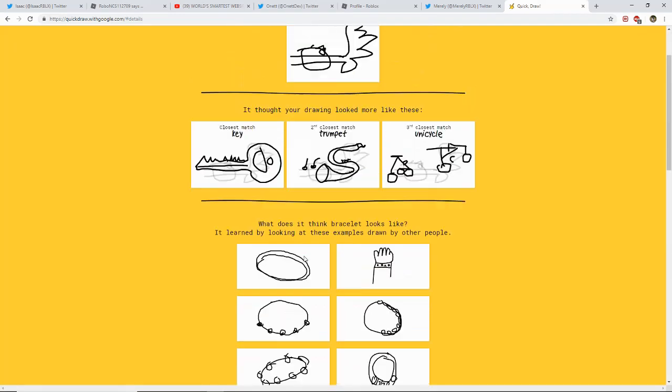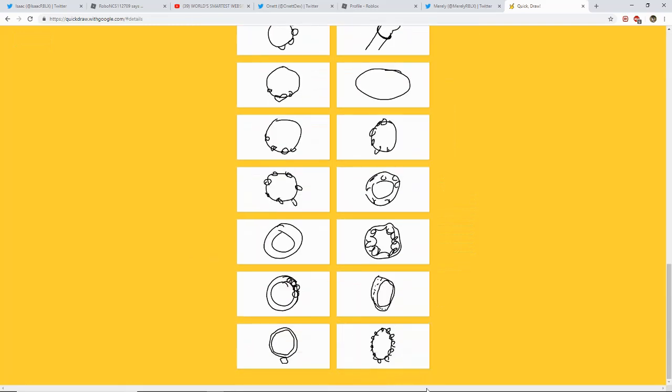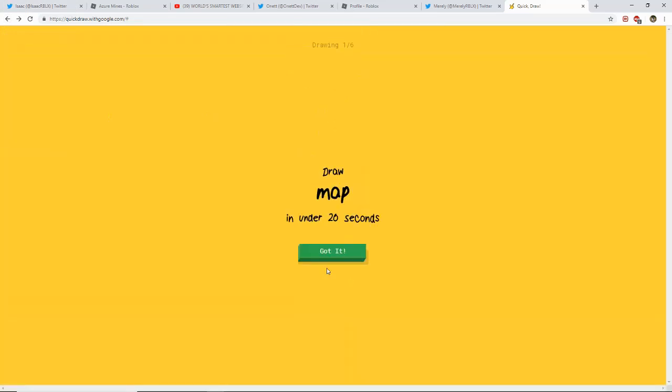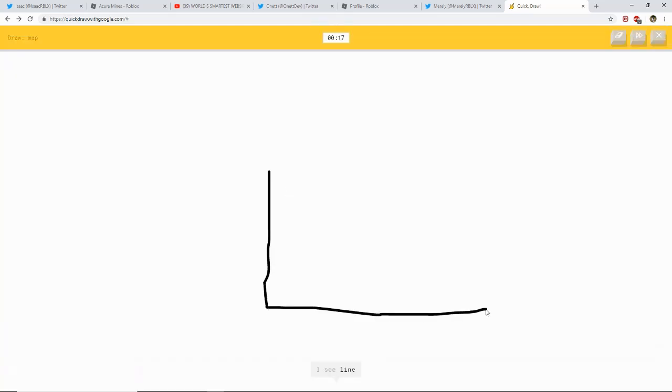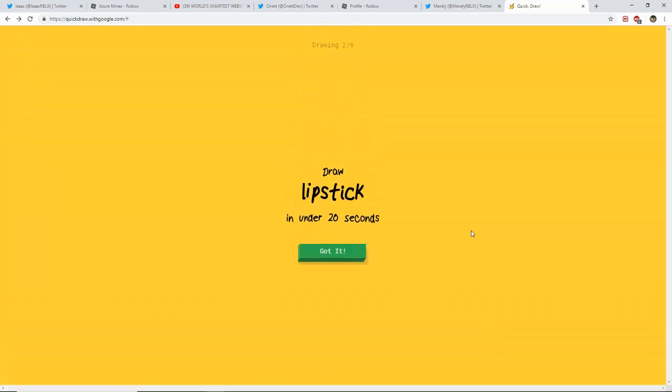You're telling me that this is worse than this. No, this is worse than mine. It's a circle. I can even do that. Whatever. A map or a mop? I think that's a map. I see line. Or elbow. Or square. Or envelope. Oh, I know. It's map. Yes! Oh, no. Ah, great.